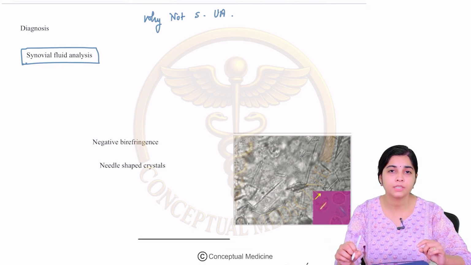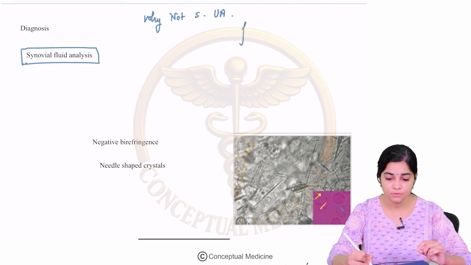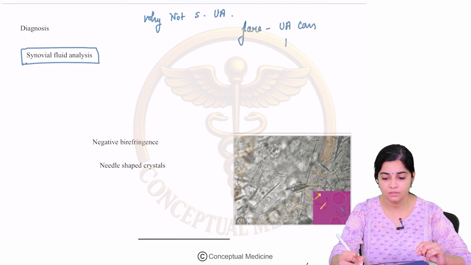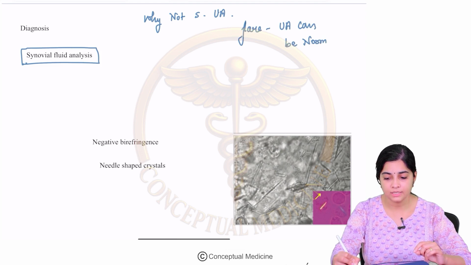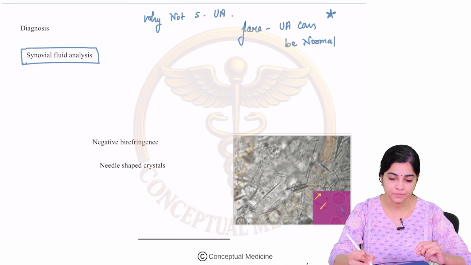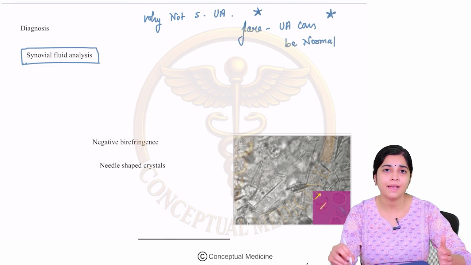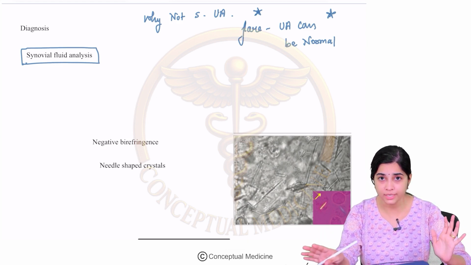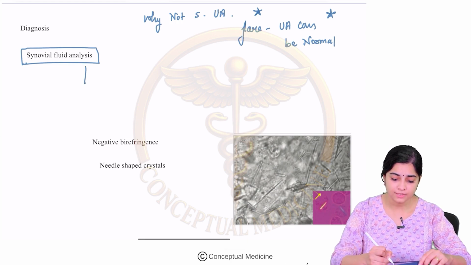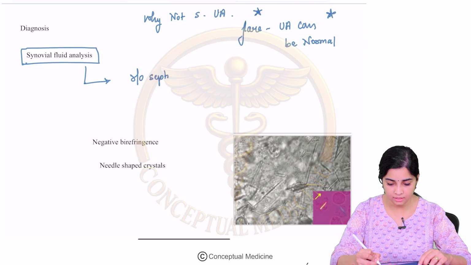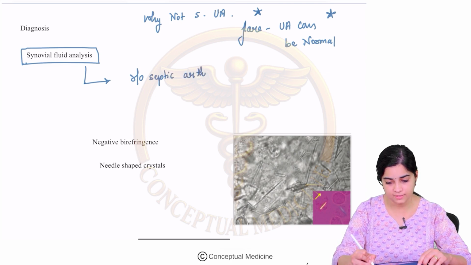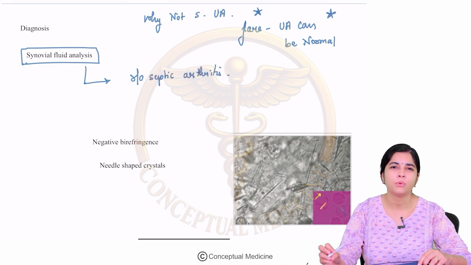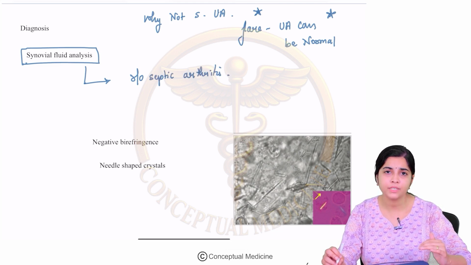But remember that in gouty arthritis, during a flare, uric acid can be normal. So serum uric acid levels can be normal during a flare of acute gouty arthritis. Okay, fine. So you have to do a synovial fluid analysis and rule out septic arthritis. Always rule out septic arthritis in a monoarthritis. So what will you see?